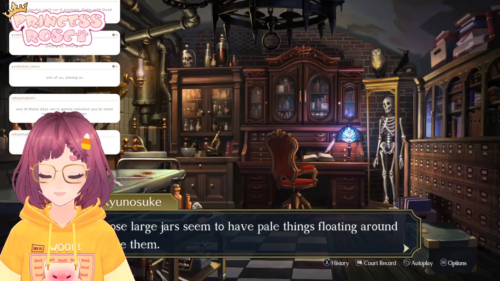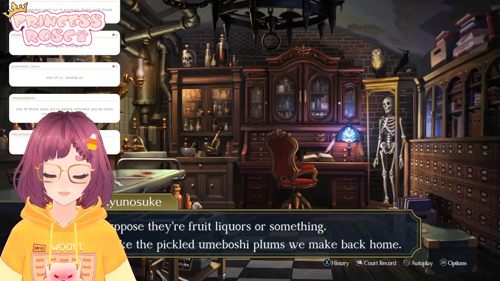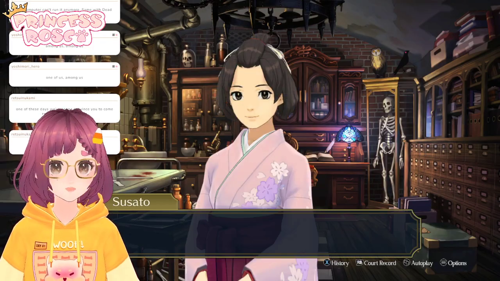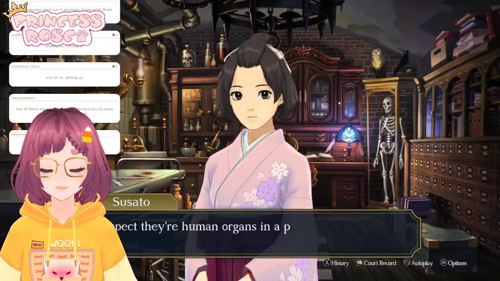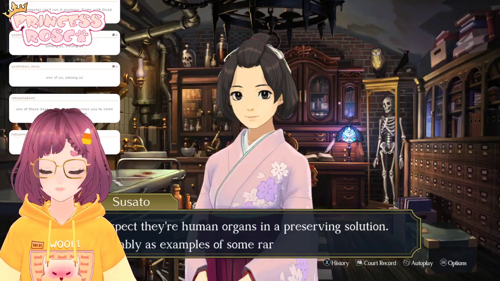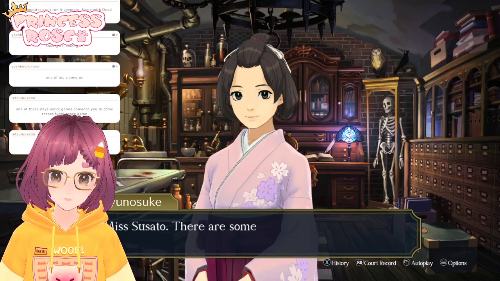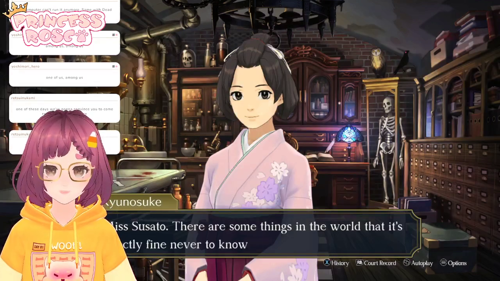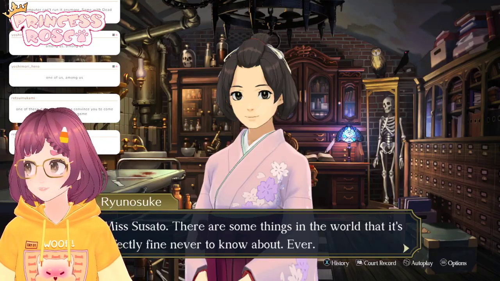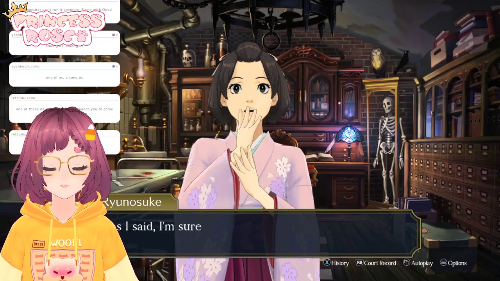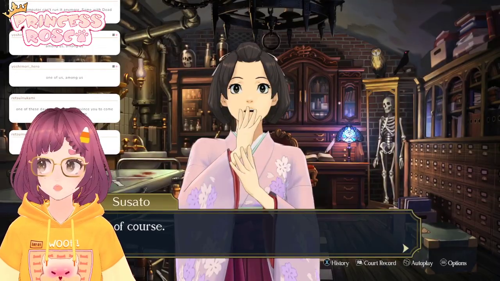Those large jars seem to have pale things floating around inside them. I suppose they're fruit liqueurs or something, or like the pickled umeboshi plums we make back home. Father had jars like that in his laboratory as well. I expect they're human organs in a preserving solution, probably as examples of some rare medical condition. Miss Susato, there are some things in the world that it's perfectly fine never to know about. Ever. Oh! So, as I said, I'm sure they're fruit liqueurs or umeboshi, aren't they? Of course.